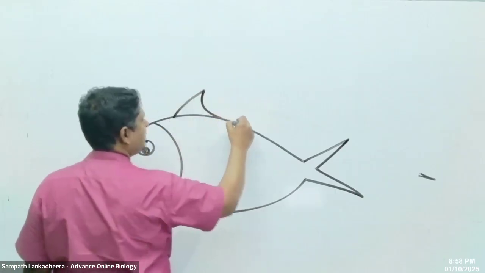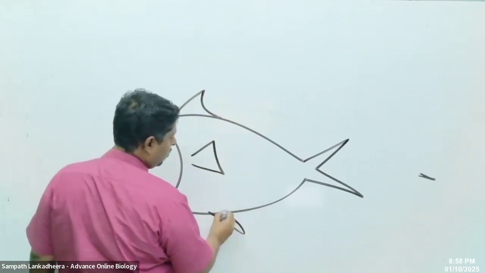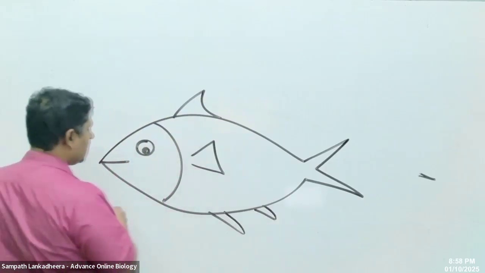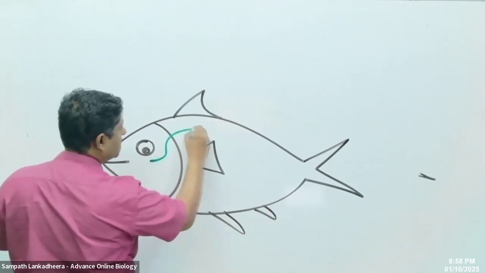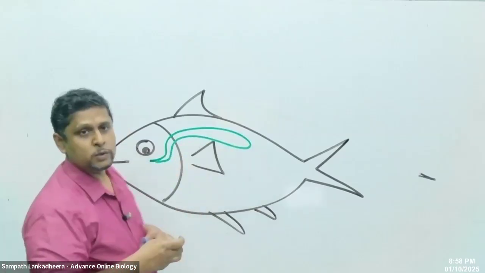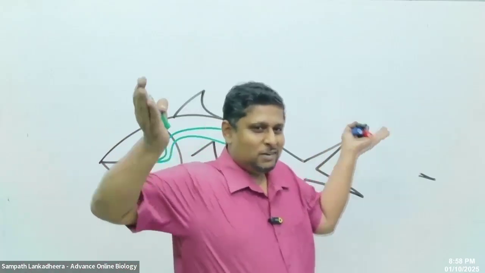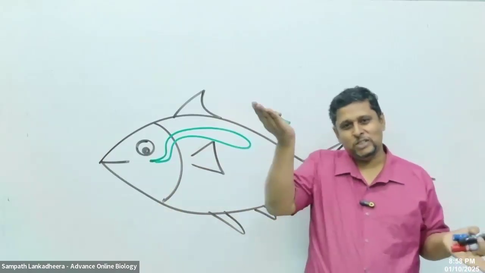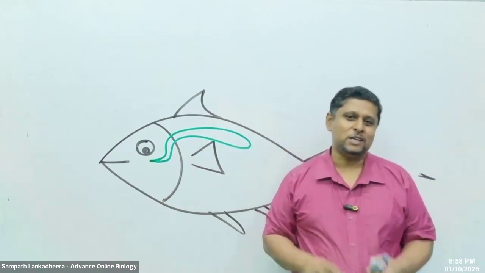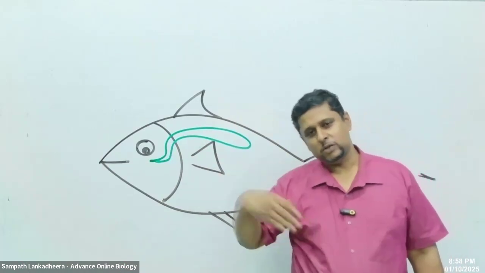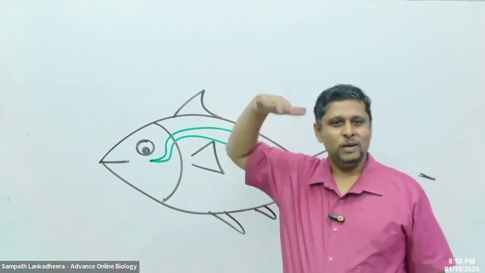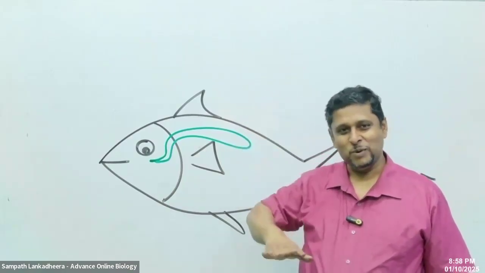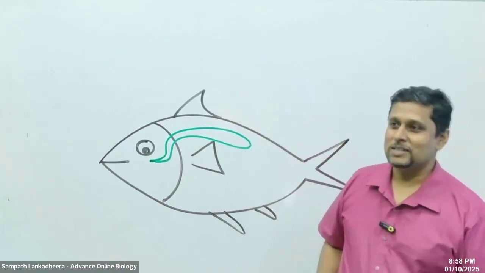More membranous fins are present. Swim bladder available. That's a structure which provides buoyancy to the animal. Swim bladder gives the upthrust so that the animal can change its position in water with less expenditure of energy. You don't have to always produce a thrust to lift its body up and down, sink in water and reach the surface.